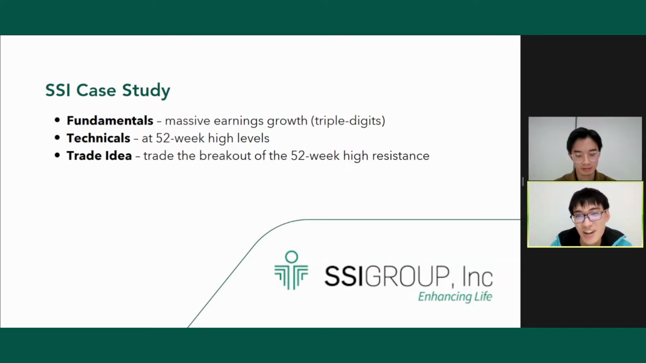Once the lockdown was over, people went to the malls, so there was a lot of revenge spending. So that was my fundamentals. Then the technicals: it was at a 52-week high level. So my trade idea was to trade the breakout of the 52-week high resistance.